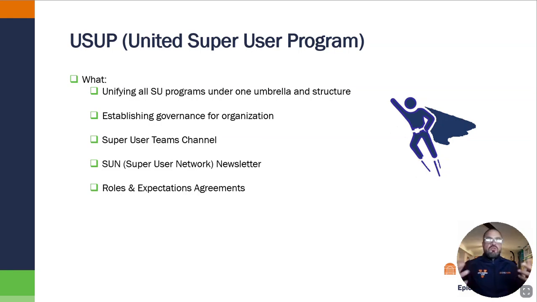Again, as I mentioned, unifying all of the super user programs underneath one structure, one umbrella, establishing governance and organization so that we don't have different programs functioning in different capacities, doing different things, very hard to keep track of. We have a super user Teams channel where we're housing some of these resources and that we'll be using as a primary means of communication, along with our distribution list. And we'll talk about that in the next slide.